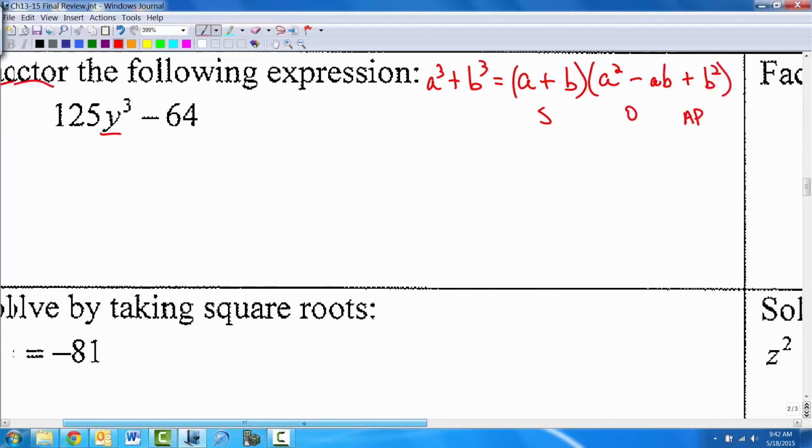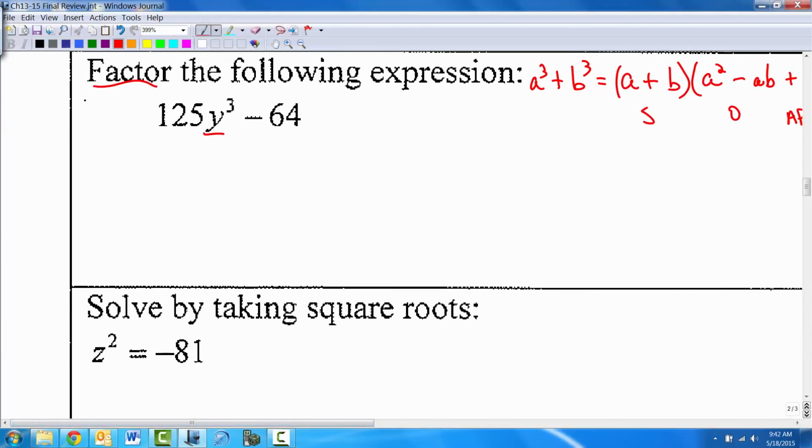Okay? So, what we have to figure out is, what is the perfect cube of 125? No time, it's 5. 5y. What is the, I know this is a perfect square, but 64 is special. It's a perfect square and a perfect cube. 4 times 4 times 4 equals 64. So here we go. I already got my binomial.